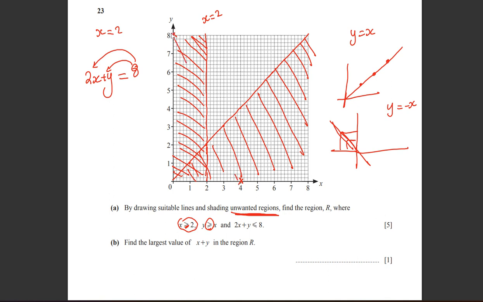Okay, so it should be more accurate using a ruler. Then he's telling me what? Also the unwanted region. So this is smaller than. So I am going to what? To shade the unwanted region, which is greater than.